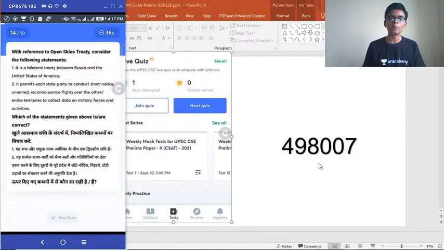With reference to Open Skies Treaty, consider the following statements. It is a bilateral treaty between Russia and United States of America. It permits each state party to conduct short notice unarmed reconnaissance flights over the other's entire territories to collect data on military forces and activities. Which of the statements given above is or are correct? Open Skies Treaty. 14th question.